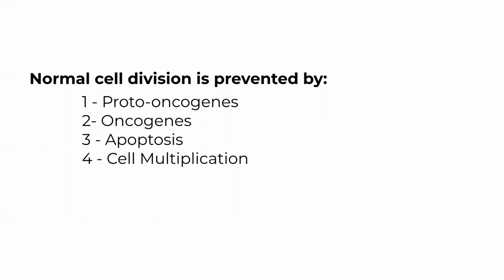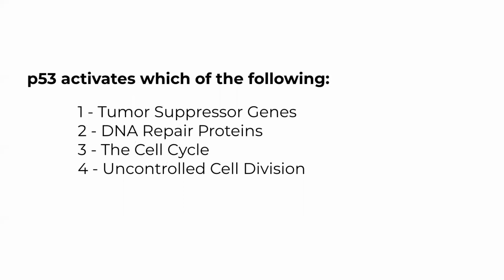Let's try another one. P53 activates which of the following? Tumor suppressor genes, DNA repair proteins, the cell cycle, or uncontrolled cell division? So it looks like, is it ZNAB has the correct answer? So P53 activates DNA repair proteins.